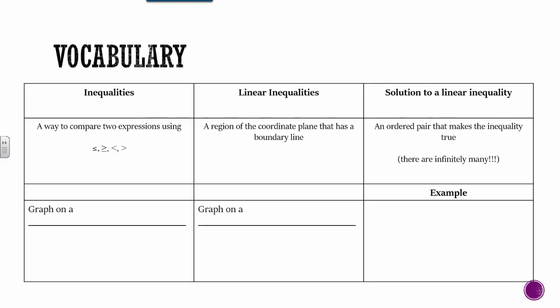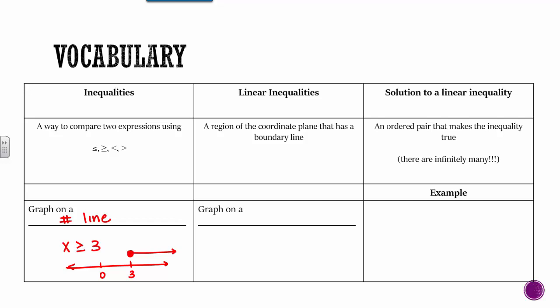So let's think back to what we know. Inequalities are a way to compare two expressions, and we use all of our different symbols: less than or equal to, greater than or equal to, less than, and greater than. We have done this part before, and these we graph on a number line. So I'll give you something like x is greater than or equal to 3, and you would graph this. You'd find 0 and you'd find 3. We did the closed-in circle, and we'd shade that way.